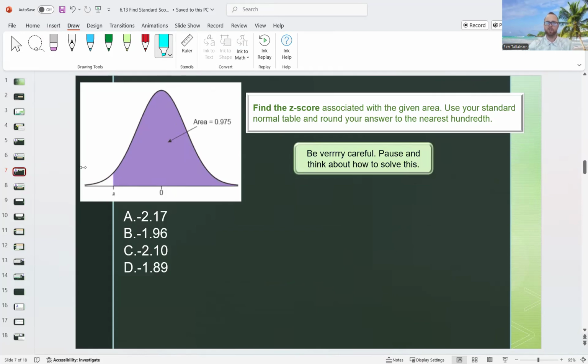Next, notice what's shaded. Find the z-score associated with the given area. Use your standard normal table and round your answer to the nearest hundredth. Well, all of these are rounded to the nearest hundredth. Can't knock anything out yet. Give this one a try. Is it A, B, C, or D?